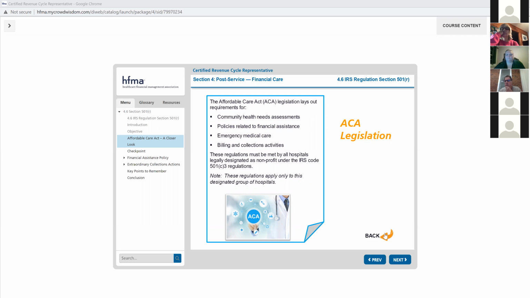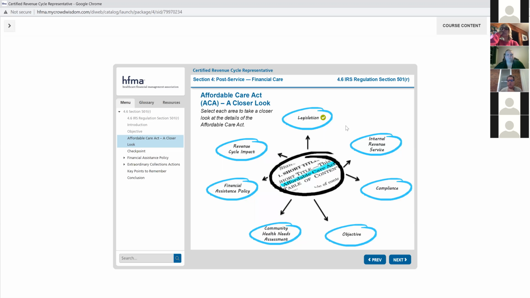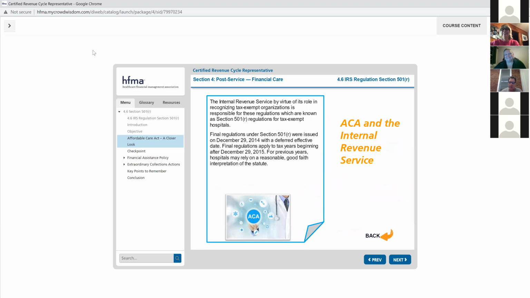The next section, again, I think I'm a little bit ahead of you, Christy, but that's okay. I'll talk very slowly. After legislation, did you go IRS or revenue cycle impact? I went IRS. I went clockwise. I messed that up last year. I went backwards, which unraveled the entire ACA by going backwards.